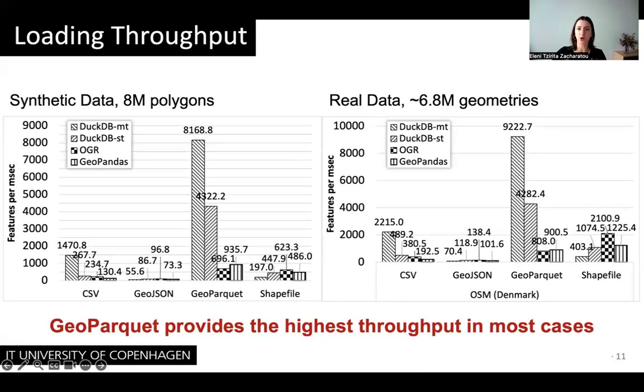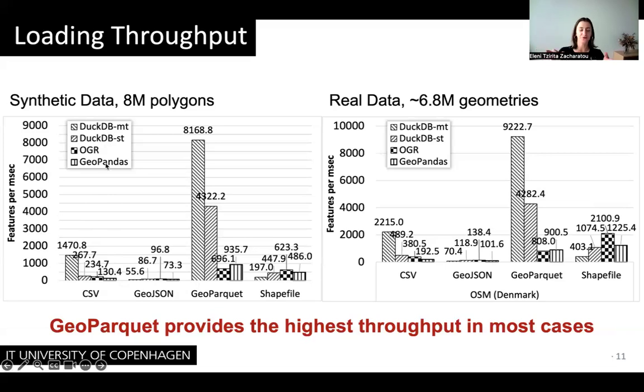So in the first experiment, we measure the loading throughput of different libraries. The left graph here shows the throughput for our largest synthetic data that has 8 million polygons, while the right graph here shows the throughput for our real data set that has roughly 6.8 million geometries. Starting with the left graph first, the x-axis represents the different file formats. So we have CSV, GeoJSON, GeoParquet, and shapefile. The y-axis measures throughput in features loaded per millisecond. For each file format, there are 4 bars corresponding to different systems. So we have DuckDB, multi-threaded and single-threaded. Then we have OGR and GeoPandas.